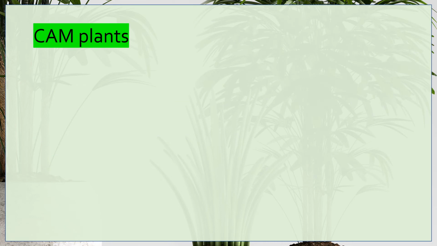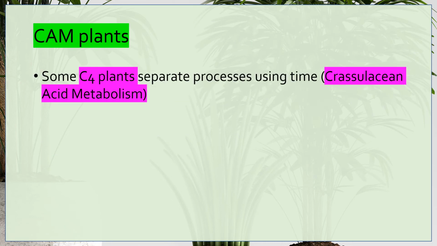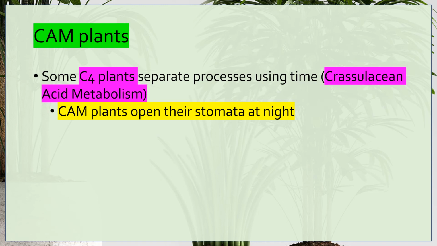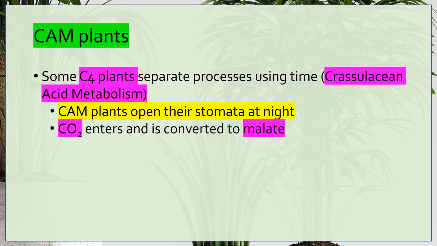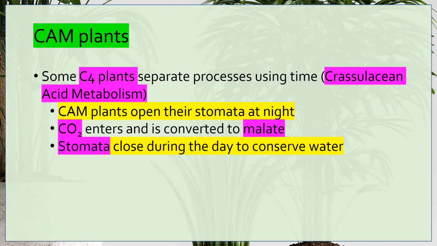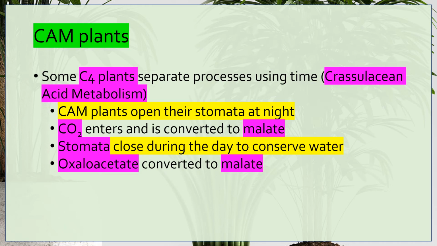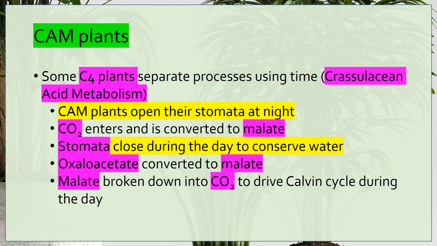There are also things called CAM plants. Some C4 plants separate processes using time, which is where we get the CAM plant from. CAM plants open their stomata at night, so carbon dioxide enters and is converted to malate. Stomata close during the day to conserve water. Oxaloacetate is converted to malate, and the malate is broken down into carbon dioxide to drive the Calvin cycle during the day.